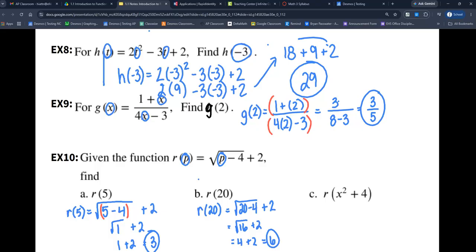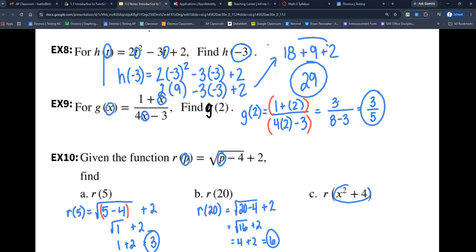Let's try the last one together. Now, we're not going to get a number answer for this because we're only going to simplify some of it. If you want to work ahead, you can, but make sure that you pay attention to this one because it's tricky where it's got a variable. So x squared plus 4.